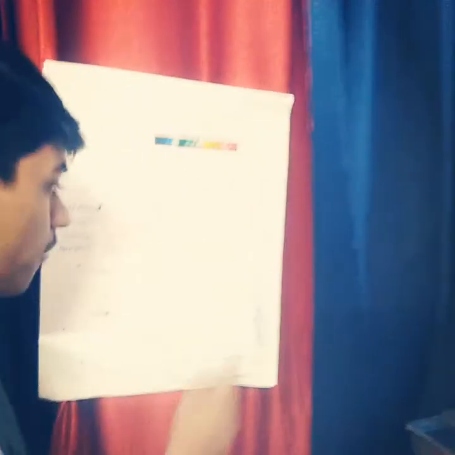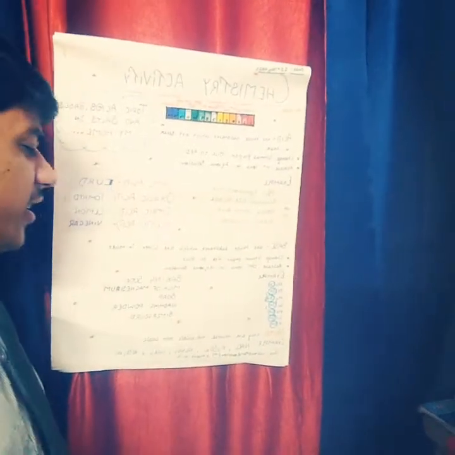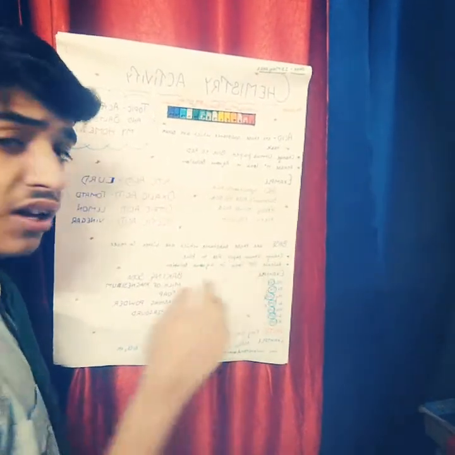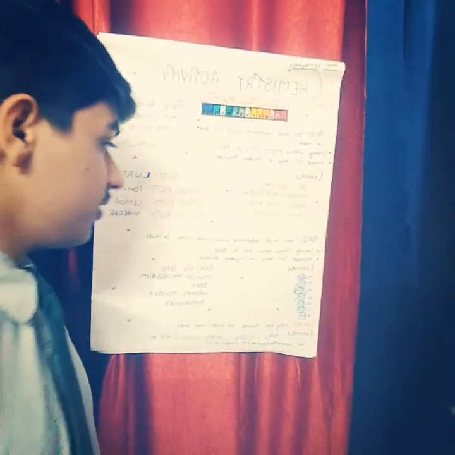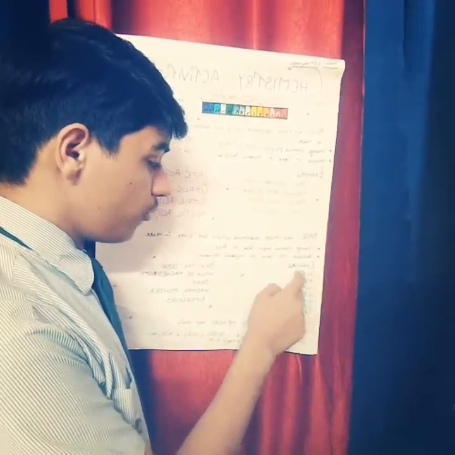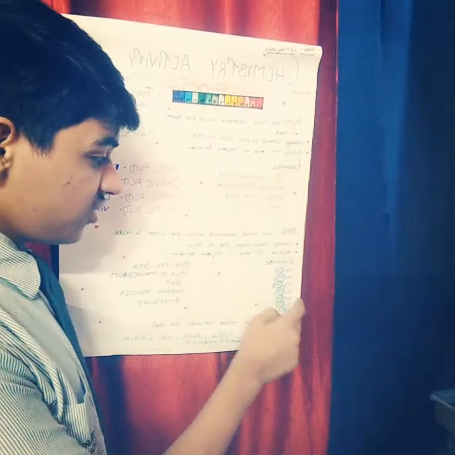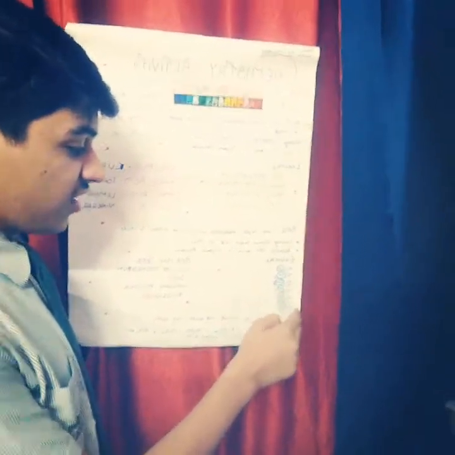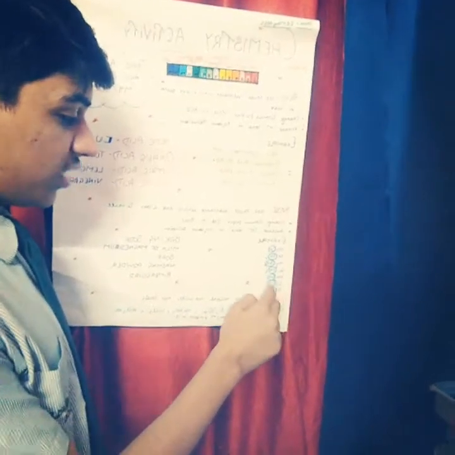So now move to the base definition. Bases are those which are bitter in taste. We already studied that they change red litmus paper to blue. Remember it. They release OH negative ions when they react in water. Take the examples NaOH, Fe(OH), Mg(OH), Ca(OH), NaOH, LiOH, KOH.